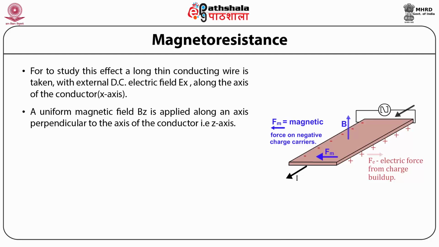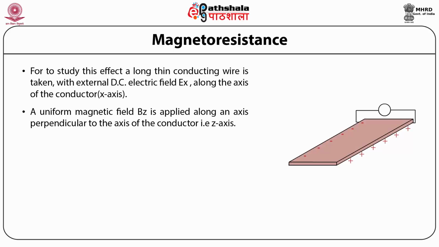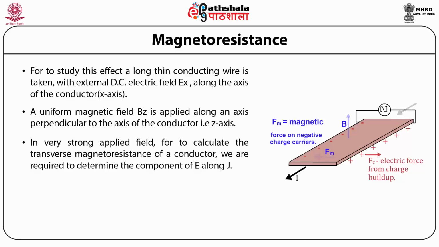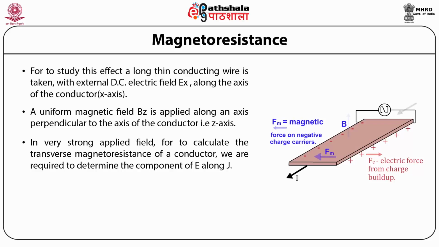One is longitudinal magnetoresistance. Longitudinal means when J is parallel to capital B. This capital J, that is current density, is parallel to capital B, and transverse magnetoresistance means when J is perpendicular to capital B. In a very strong applied field, to calculate the transverse magnetoresistance of a conductor, we are required to determine the component of E along J.